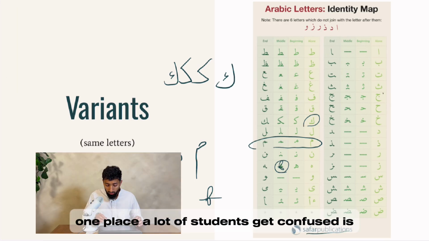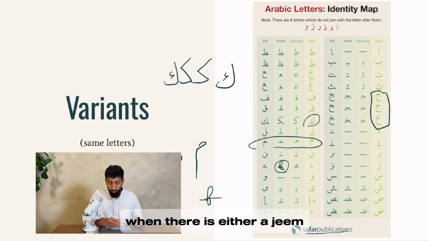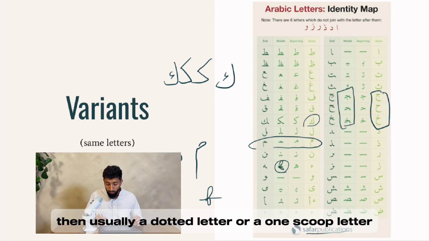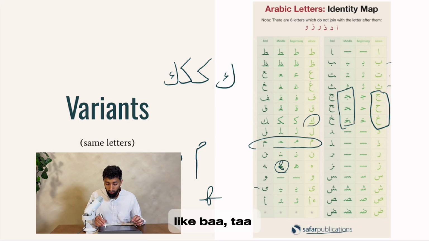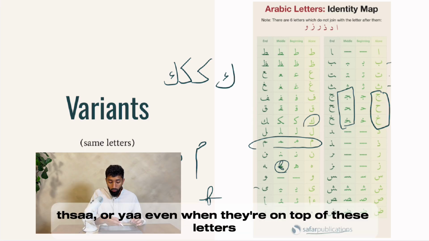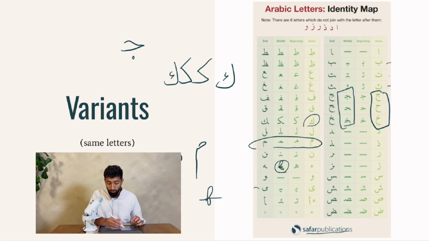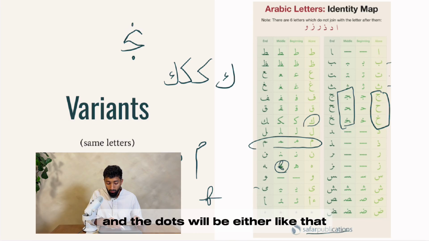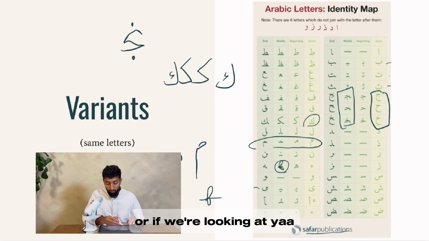One place a lot of students get confused is when there is either a jim, ha, or kha in the middle of a word. Then usually a dotted letter or a one scoop letter like ba, ta, tha, or even ya, when they're on top of these letters, let's take jim for example, then that letter will have an inverted or upside down scoop, and the dots will be either like that, or if we're looking at ya, then the dots will be down here, and it can get confusing. Do these dots go to this letter or do they go to that letter?